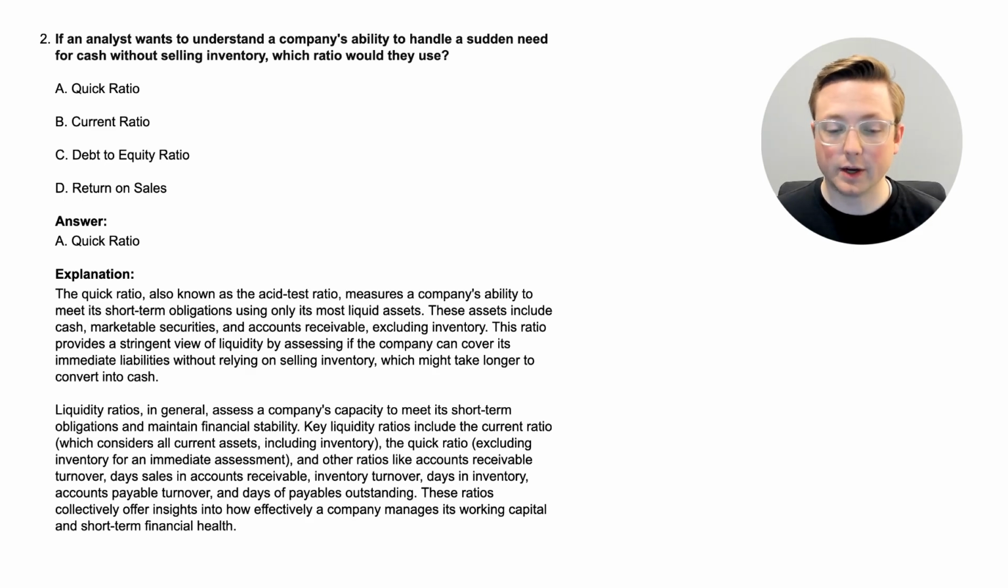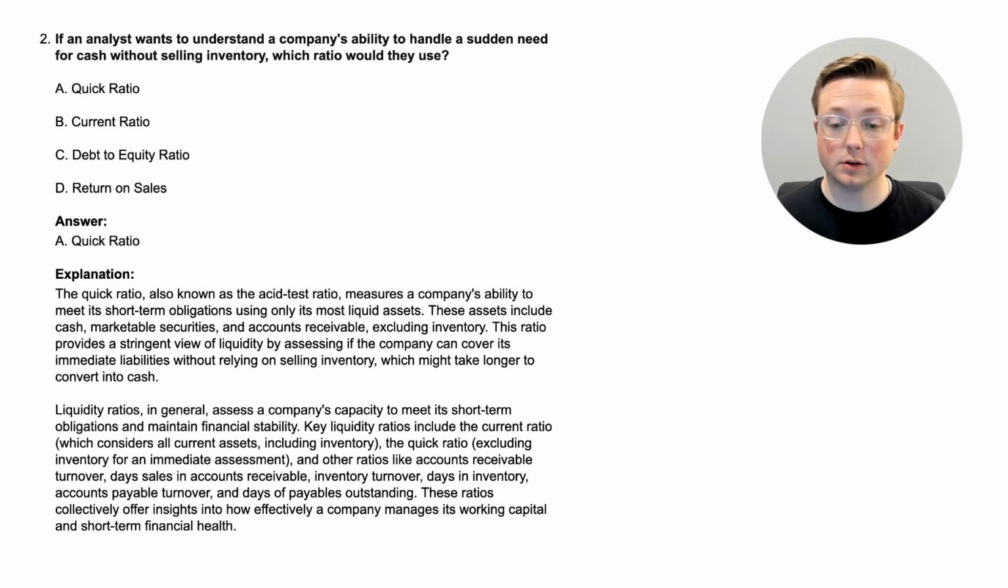Now, I mentioned liquid. This is a liquidity ratio. Let's talk about liquidity ratios. These, in general, assess a company's capacity to meet its short-term obligations and maintain financial stability. Key liquidity ratios include the current ratio. I'm sure you've heard that. This is something that considers all current assets, including inventory. Then there's the quick ratio we just talked about. It excludes inventory for the immediate assessment.